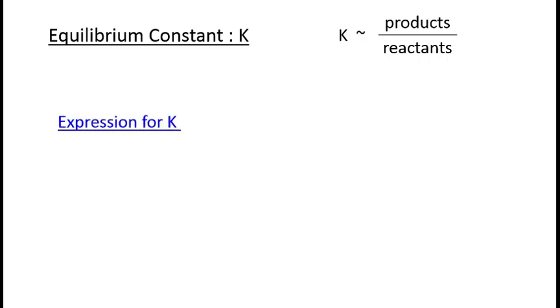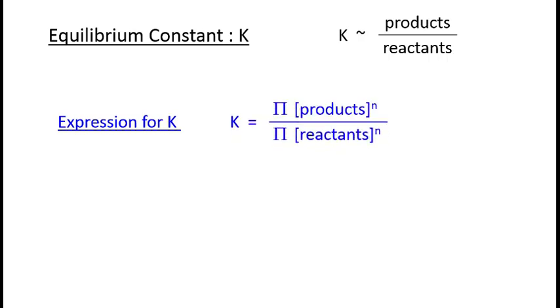The equilibrium constant is given the symbol capital K. Conceptually, K gives the product-to-reactant ratio when a system reaches equilibrium. We can think of it as the amount of products over the amount of reactants. The actual mathematical form of that ratio is somewhat more complicated. We would call that mathematical form an expression for K. In general, the expression for K is this.